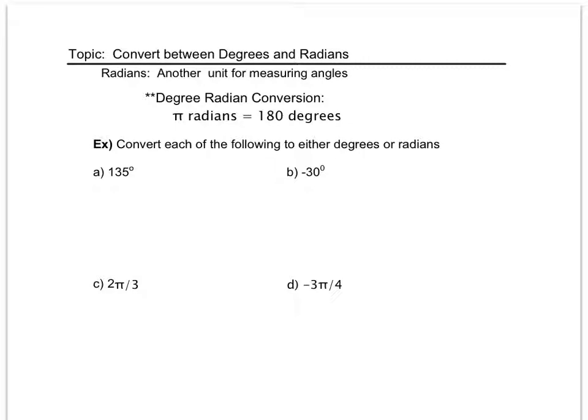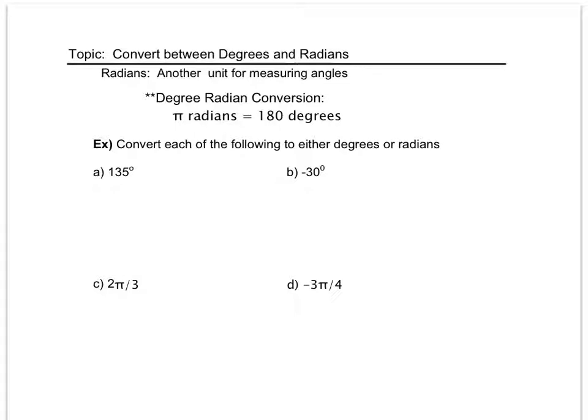The degree to radian conversion is that pi radians is equivalent to 180 degrees. So this is what we're going to use when converting between our different units. Since we're still converting between units, we're still going to use those wonder fractions. So this should be a fairly quick video. There's 4 examples. On each of these, I'm going to convert to the one that I'm not given.